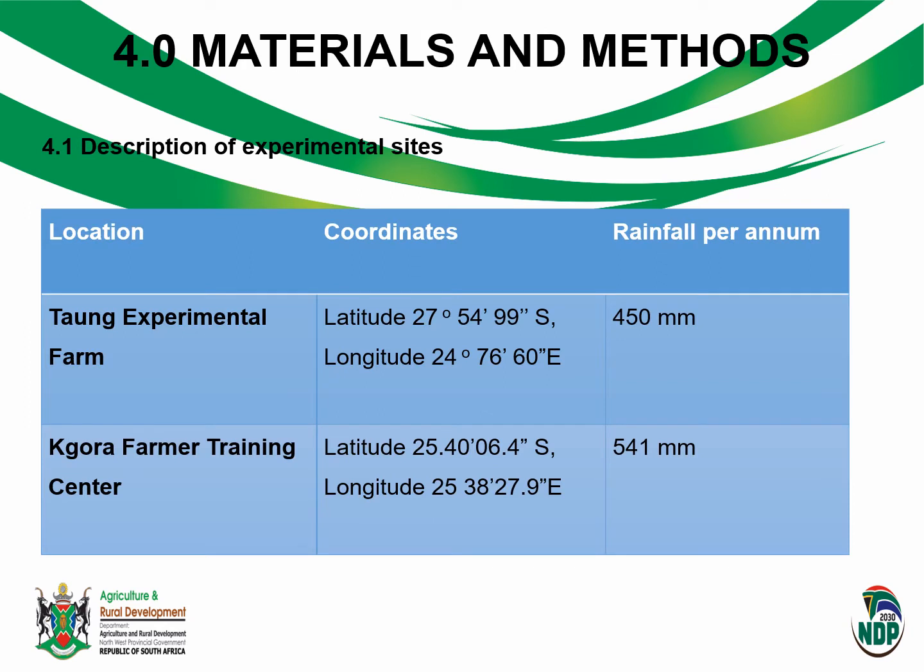Materials and methods. Description of the experimental sites. The trial will be in two locations, Taung Experimental Farm and Kora Farmer Training Center. The average annual rainfall for Taung is about 450 millimeters, and the average annual rainfall for Kora in Mahikeng is about 541 millimeters.